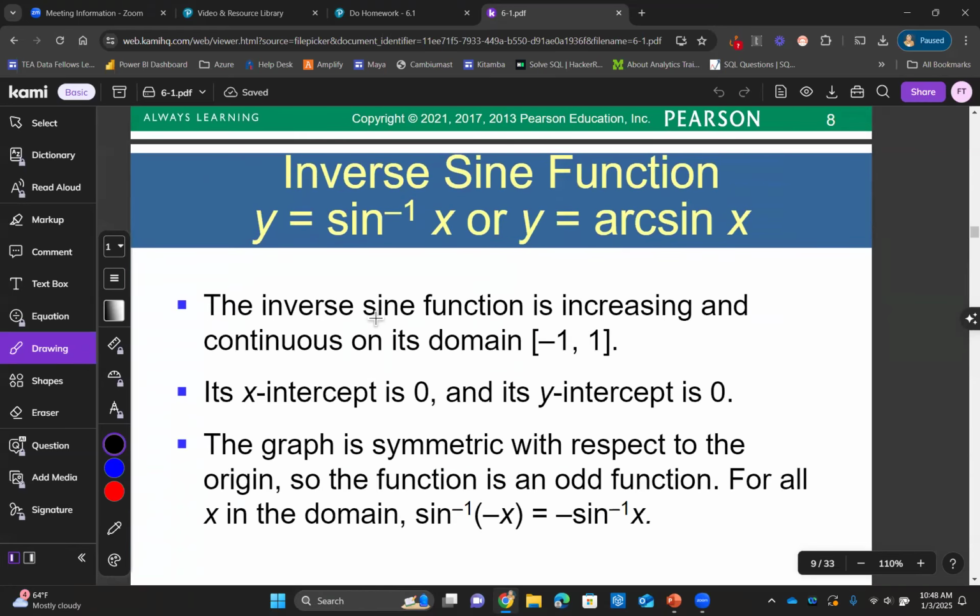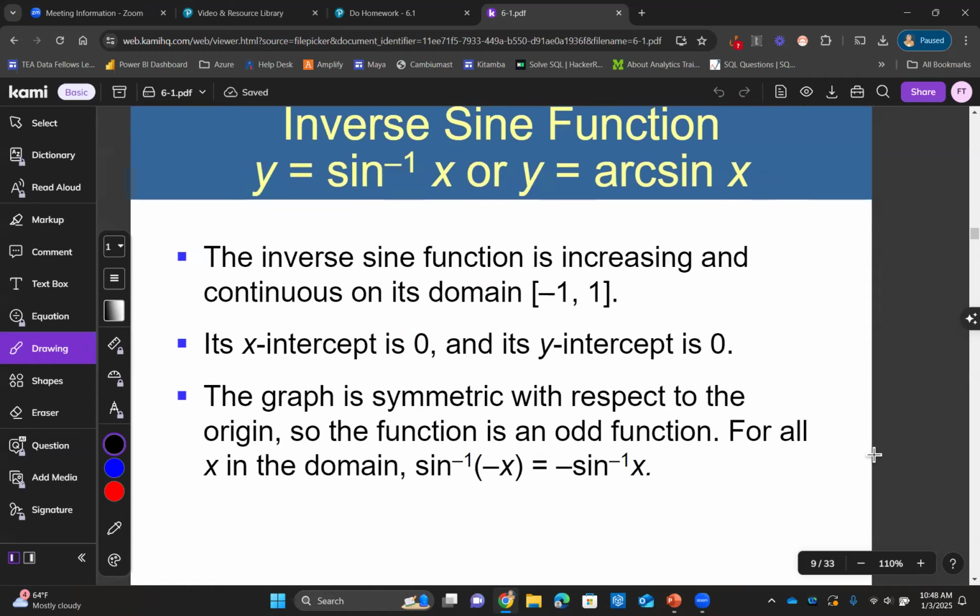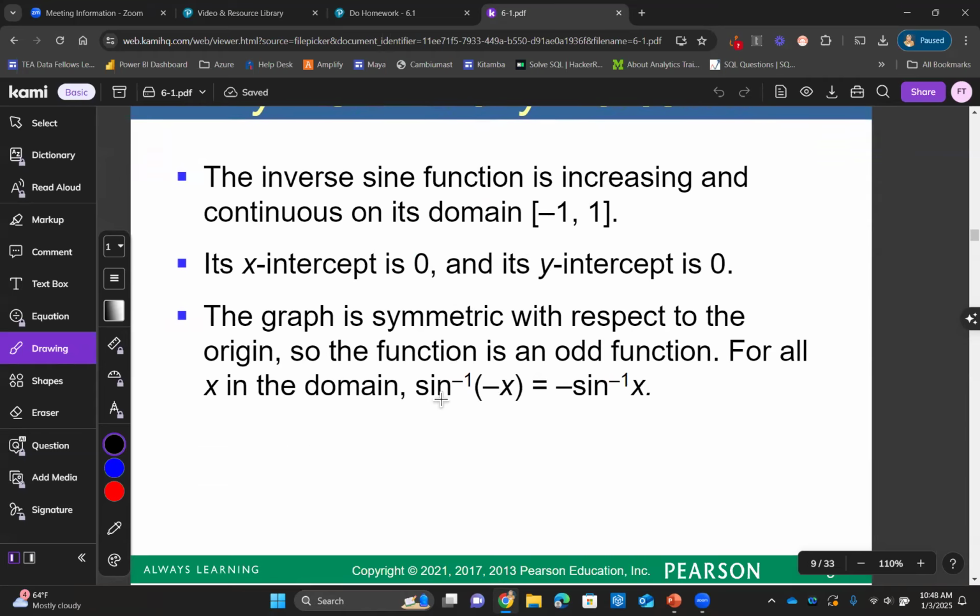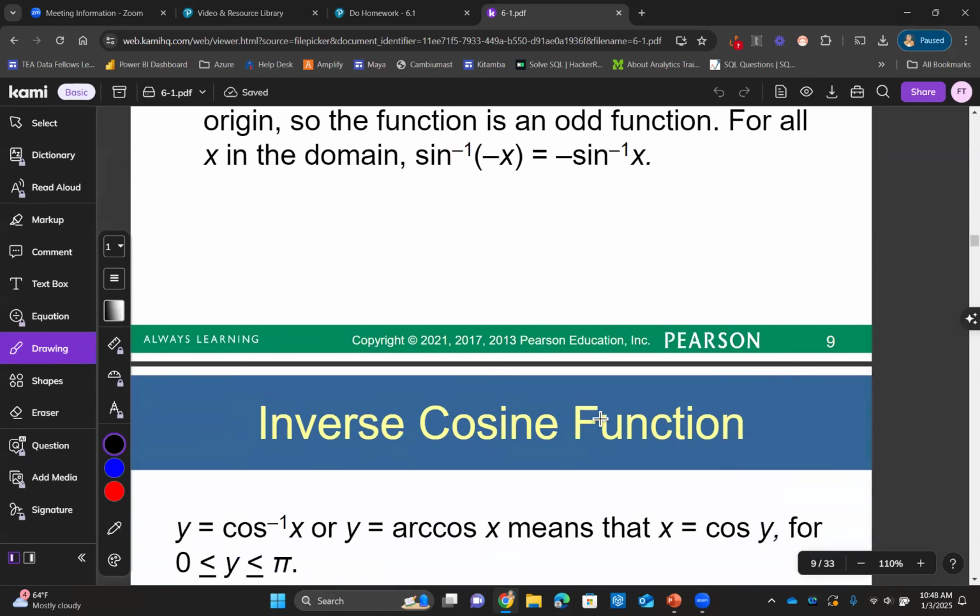If you understand the attributes of this graph, the inverse sine function is increasing and continuous on its domain. It's very important that the inverse sine function is continuous on the domain of negative 1 to positive 1. The x-intercept is 0, the y-intercept is 0, and the graph is symmetric with respect to the origin because it's an odd function. Just like the sine function, arcsine of negative x is always equal to negative arcsine of x.